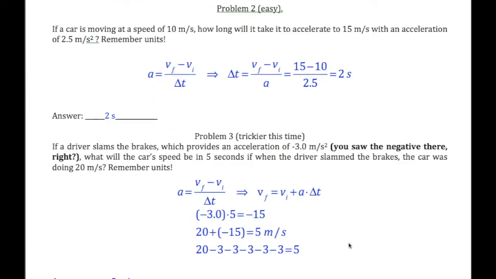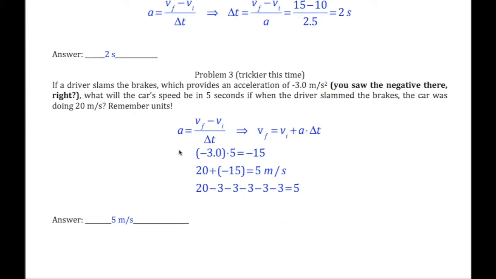The next one is a little bit harder because, first of all, the acceleration is negative. The car is slowing down. The driver slams on the brakes. They're asking how fast it will be moving in 5 seconds if it starts at 20. Visually, your car is moving at a certain speed, 20 meters per second. Then the driver slams the brakes and the car starts slowing down. They give you the rate: every second, it slows down by 3 meters per second.